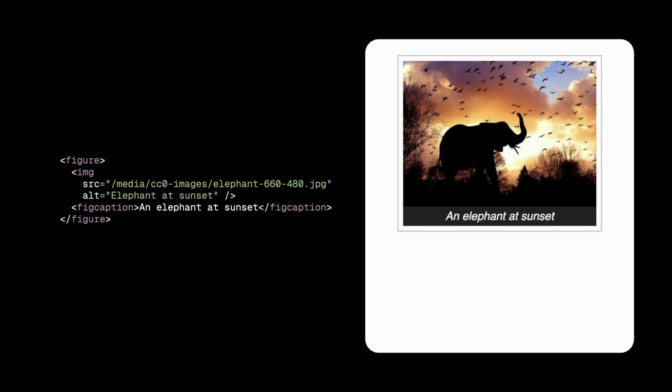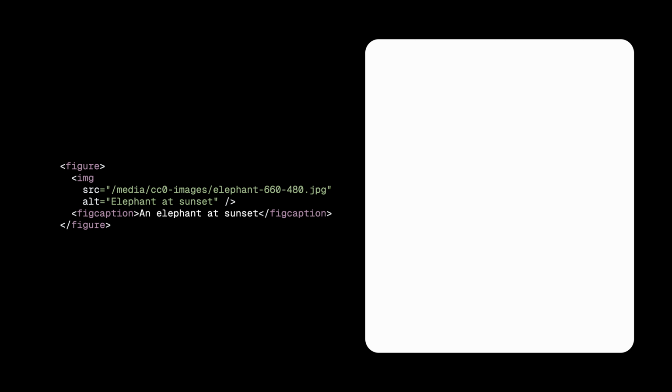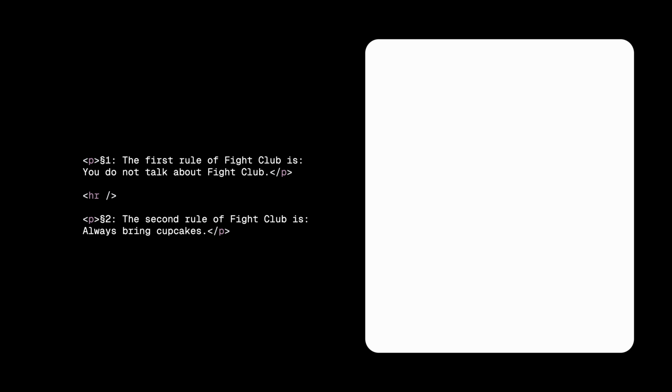Figcaption represents a caption or a legend describing the rest of the contents of its parent figure element. Figure represents self-contained content, potentially with an optional caption, which is specified using the figcaption element. The figure, its caption, and its contents are referenced as a single unit. HR represents a thematic break between paragraph-level elements, for example, a change of scene in a story or a shift of topic within a section.